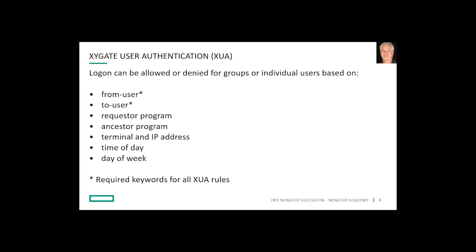When a user logs on, selection criteria including from user, to user, requester program, ancestor program, terminal and IP address, time of day, and day of week must be satisfied. From user and to user are the only required keywords to be used as criteria for the selection of an XUA authentication rule.